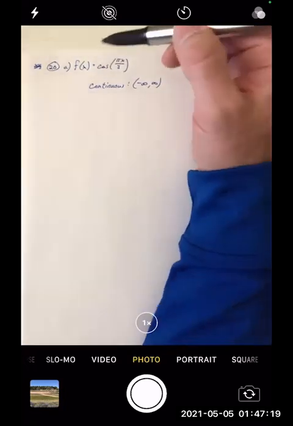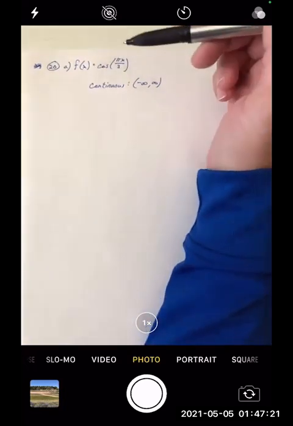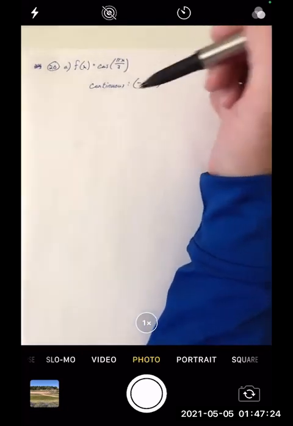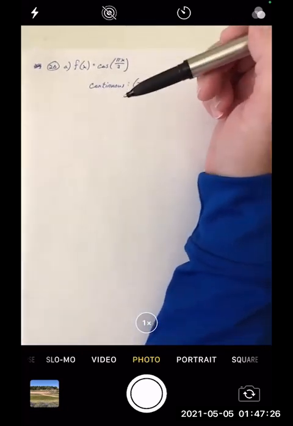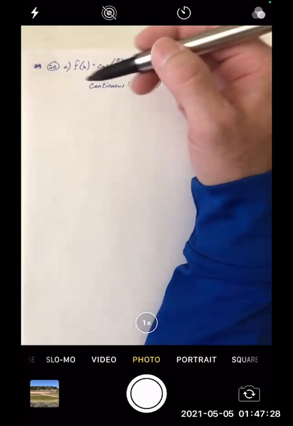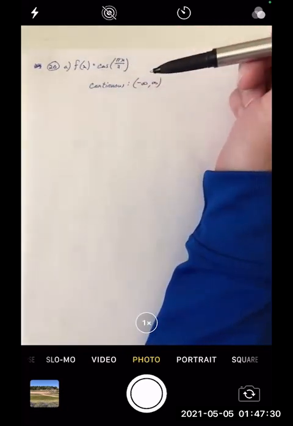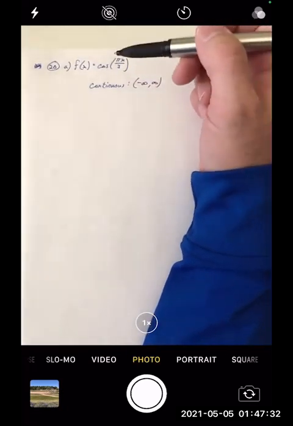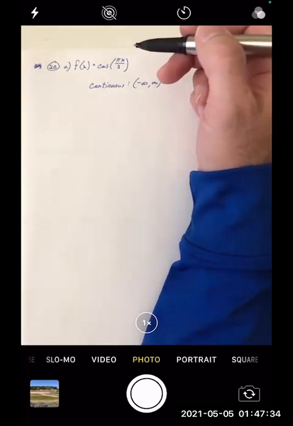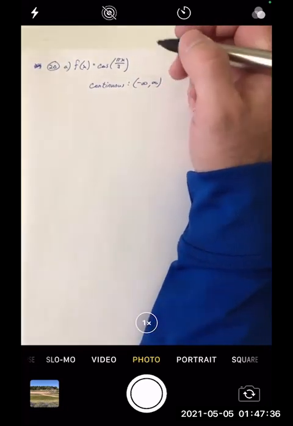So yeah, you know what you're talking about. If there's a vertical asymptote, that would be where you would have a discontinuity. So like tangent, cotangent, secant, cosecant, they have infinitely many discontinuities because there are infinitely many vertical asymptotes.